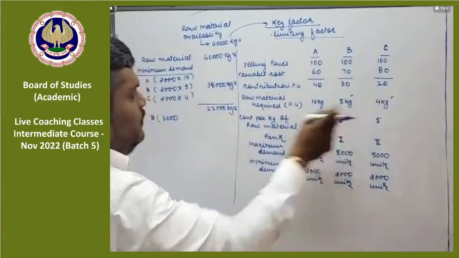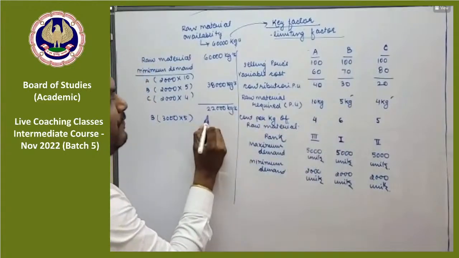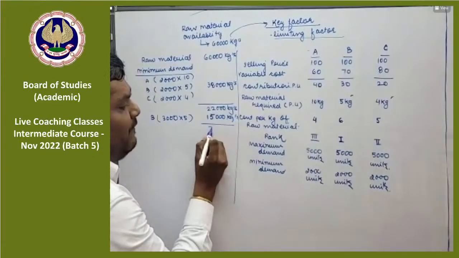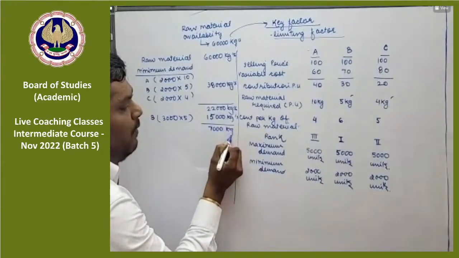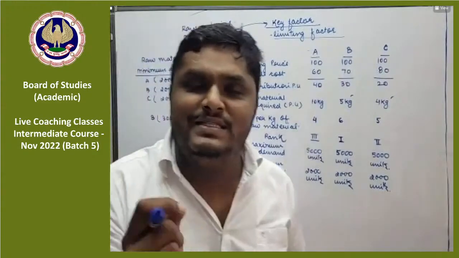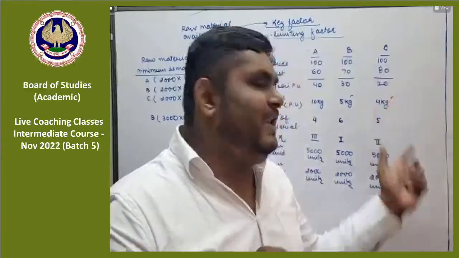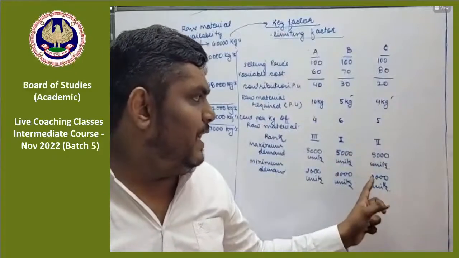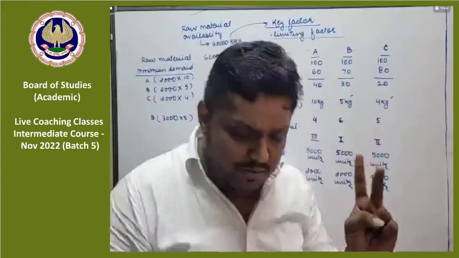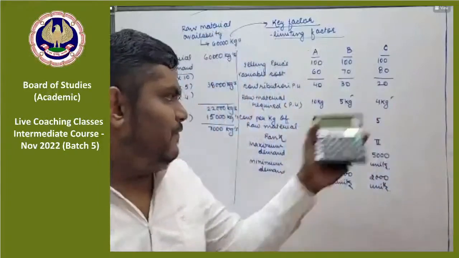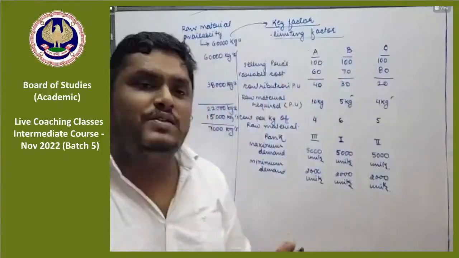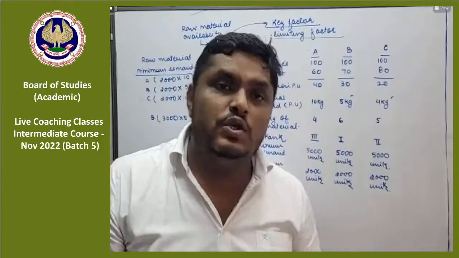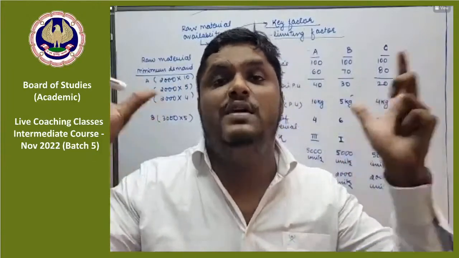So 3,000 into 5 for B, so 15,000 kgs will be utilized. So we are left with 7,000 kgs only now. Let's see, is sufficient raw material available to manufacture the balance 3,000 units of C? We have already manufactured 2,000 units, and now the raw material available is only 7,000 kgs and the per unit requirement is 4 kgs. So it means we cannot manufacture 3,000 units.